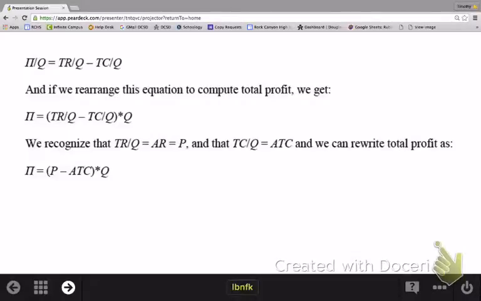Profit per unit is profit divided by quantity, which is equal to total revenue divided by quantity minus total cost divided by quantity. When we rearrange that equation, we compute total profit. We get profit equal to total revenue divided by the quantity minus total cost divided by the quantity multiplied by the quantity. And we recognize that total revenue divided by quantity is equal to average revenue. We also know that average revenue is equal to the price. And we notice that total cost divided by the quantity is equal to average total cost. And so we rewrite total profit as profit is equal to price minus average total cost multiplied by the quantity.